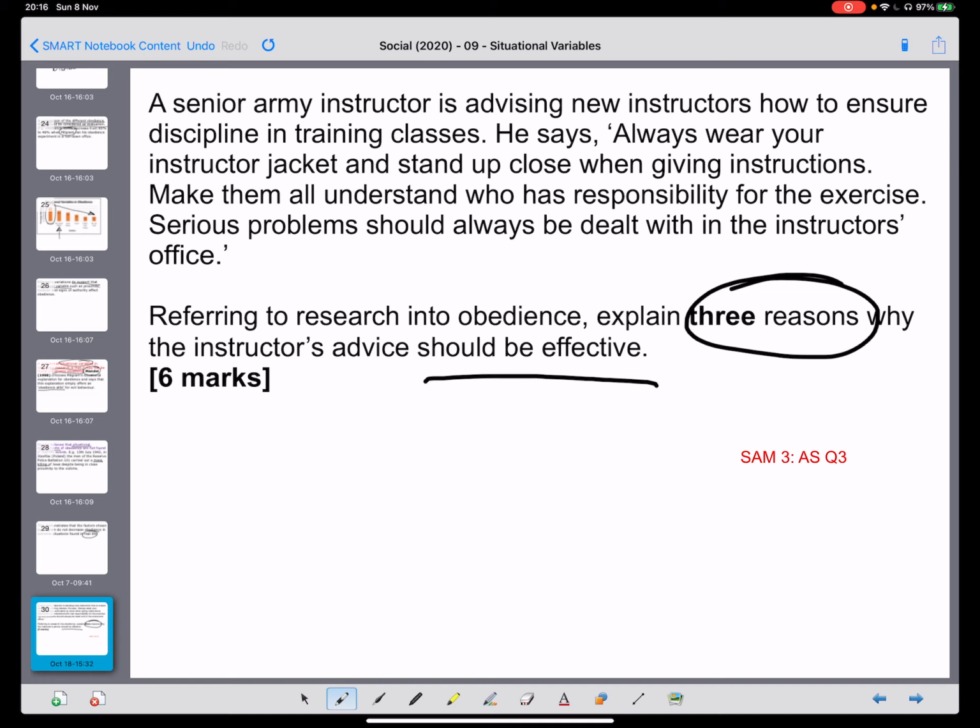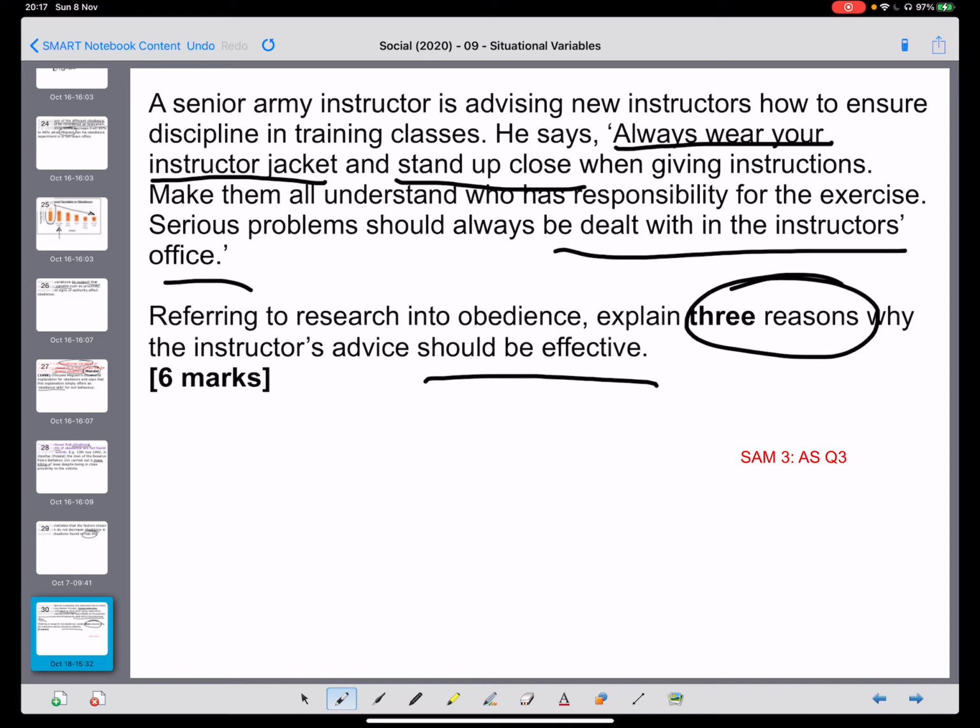And we see a couple of things. So always wear your jacket. That's clearly going to be uniform. Stand up close is clearly going to be proximity. And of course, should be dealt with in the instructor's office is going to be location. So we find that the key to this question, in order to get the full 6 marks, is to explain how wearing your instructor's jacket would be more effective for the instructor.